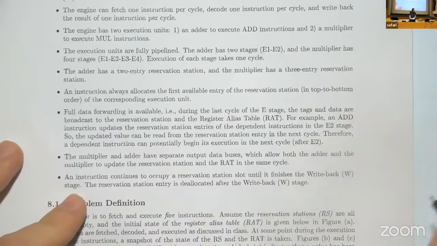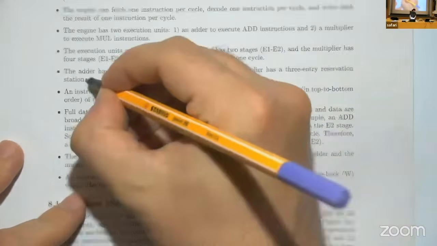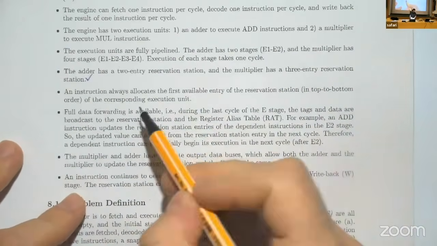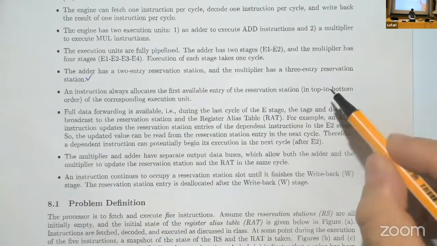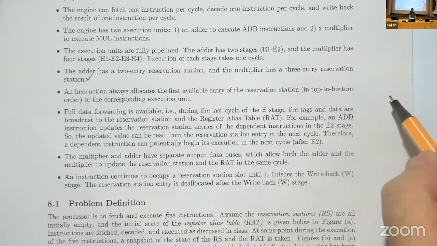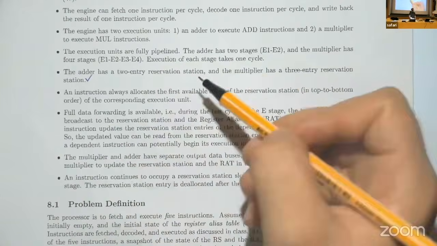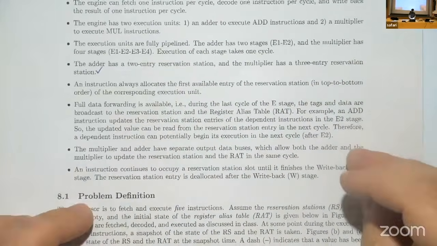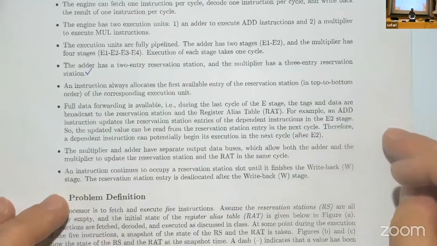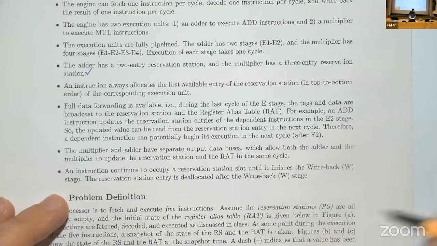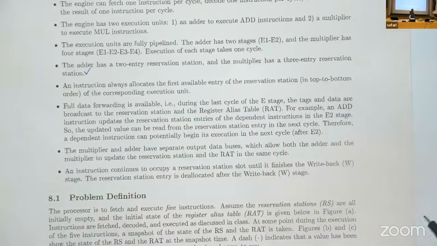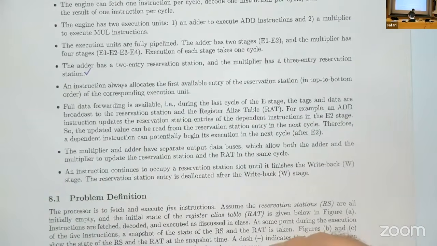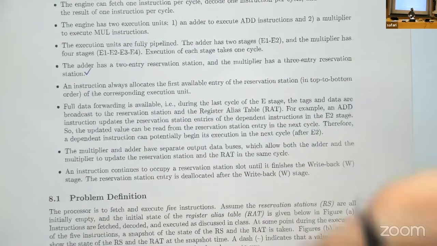So the next one is also really important. An instruction always allocates the first available entry of the reservation stations in top to bottom order of the corresponding execution unit. Top to bottom means that, for example, here, as you can see, the first question, this one is the oldest one, right? Why? Because it's in the bottom.